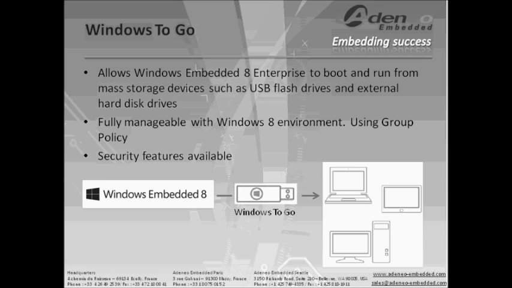Your IT administrator can manage your Windows 8 Embedded environment using group policy, and security features are available. For example, users can stay connected to corporate resources by using DirectAccess. It is also possible to encrypt your Windows to Go drive using BitLocker. We will look into this feature in detail below. So now that we have seen Windows to Go, let's have a look at DirectAccess.